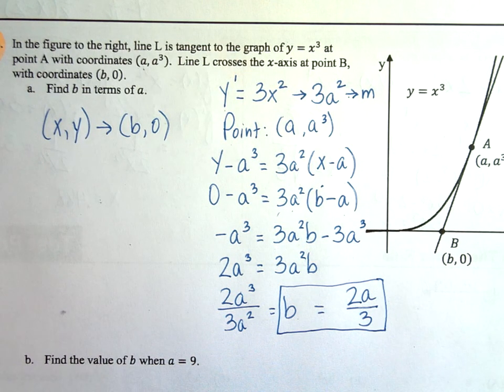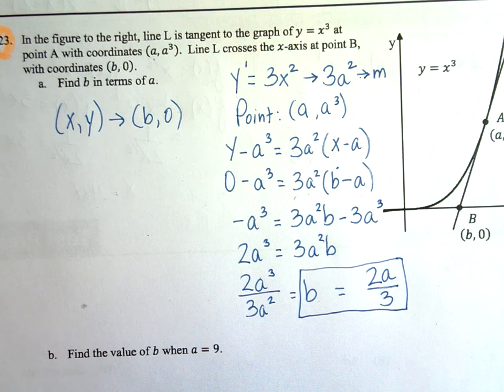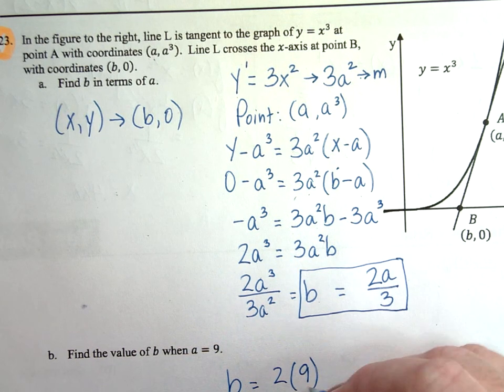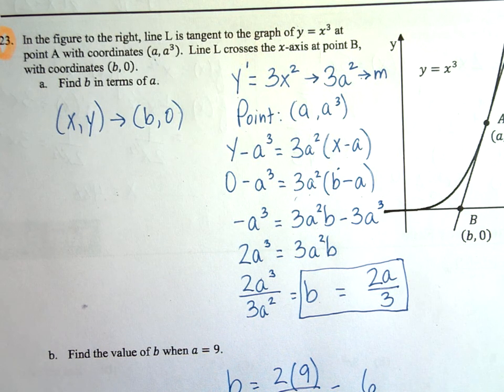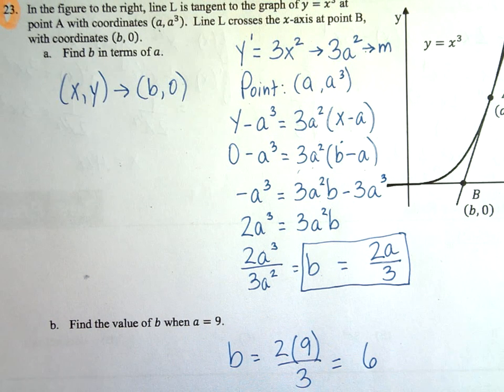And then the rest of this is way easy peasy, because now it says, well, what's b if a is 9? And you're like, that's no big deal to me. 2 times 9 over 3 tells me what b is, that's 18 over 3, or 6, and you are done with number 23. Which seemed really crazy hard, but once you see it, it's not that bad.